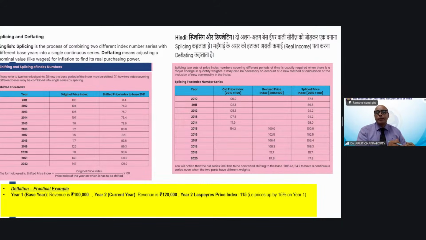यानी बेस ईयर के मुकाबले करंट ईयर में प्राइसेस 15% शूट अप किया है, यानी बढ़ गया है। ओके, सो ईयर 1 में कंपनी का टर्नओवर था 1 लाख और दूसरे वर्ष में टर्नओवर हो गया 1,20,000। सो is it a matter of rejoicing and should we go for celebration? Okay, nominal revenue अगर देखा जाए, we will say that yes, there is a jump in the nominal revenue.